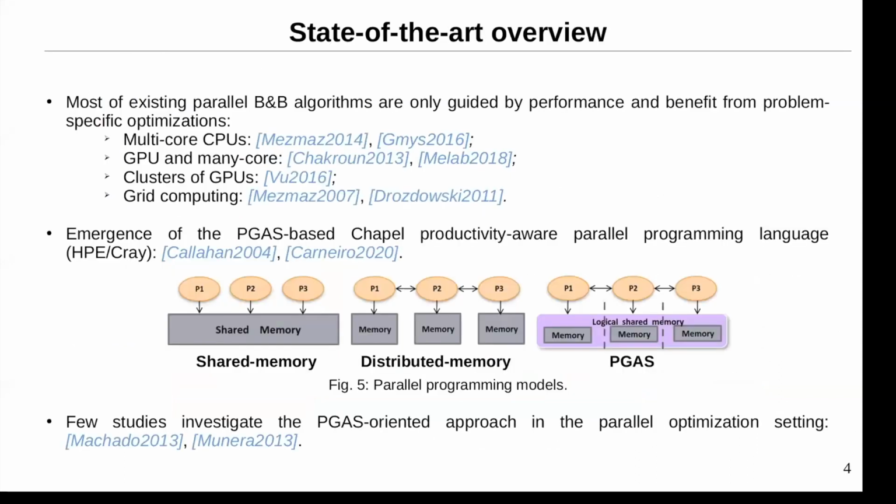Regarding the state of the art, most of the existing parallel branch and bound implementations are only guided by performance and benefit from problem-specific optimizations, like specific data structures. We also note the emergence of productivity-aware parallel programming languages like Chapel. And more generally, there are few studies investigating the PGAS-oriented approach in the parallel optimization setting. So this work is intended to fill in this gap.